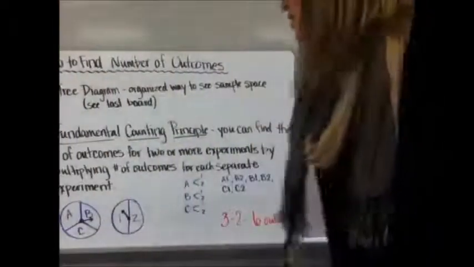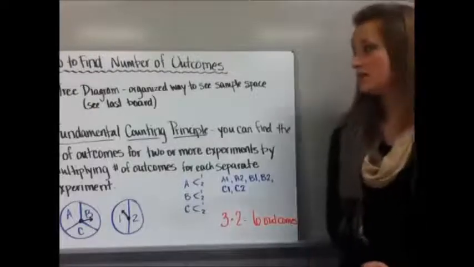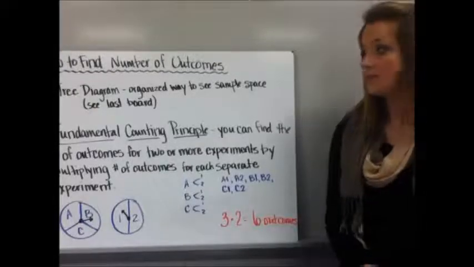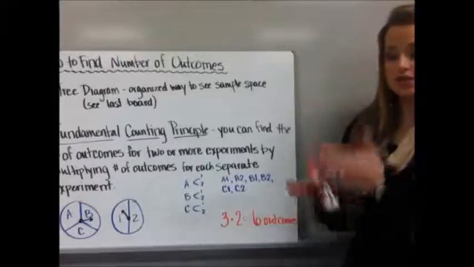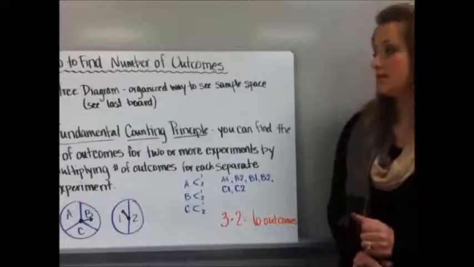You can find the number of outcomes in 2 ways. First is a tree diagram. This is an organized way to see that sample space. It branches out. Each event has its own column, like what you saw with Lucy flipping 2 quarters.